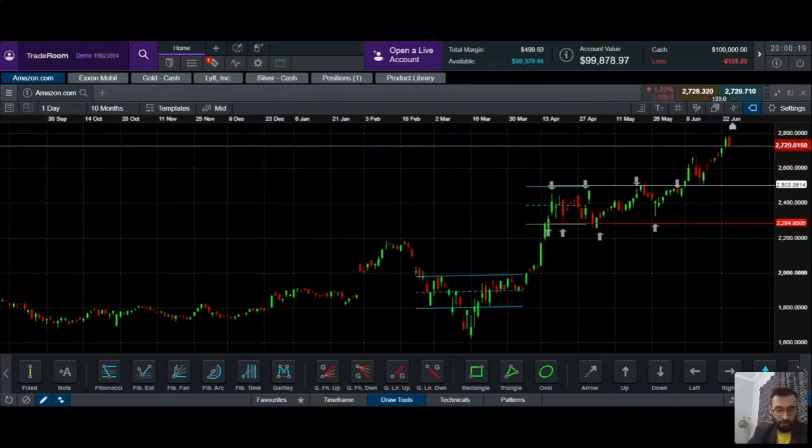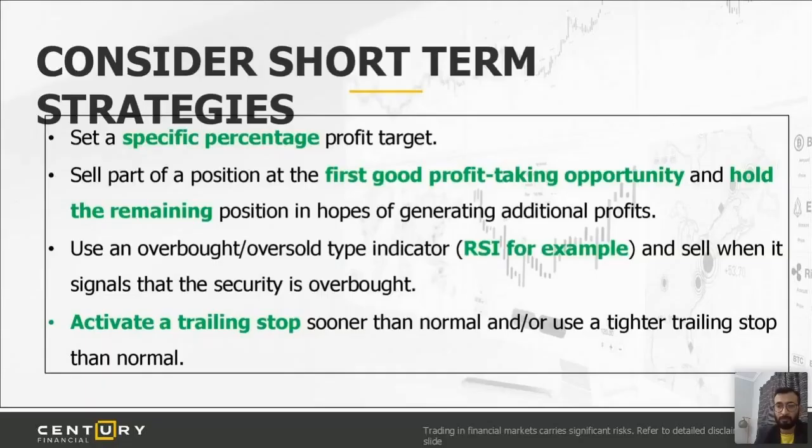Okay, now this is the last step which we should consider: short-term trading strategies. Now, short-term, I told you about the time frames. I told you that instead of daily charts, you can look into 1 hour charts. Now, during the short-term trading strategies, we should always keep a check on a few things. First, set a specific percentage profit target. A specific percentage profit is important because it will help you to keep yourself in check.